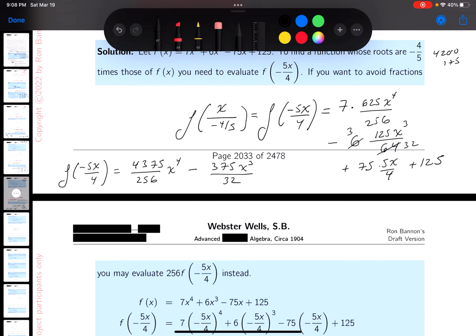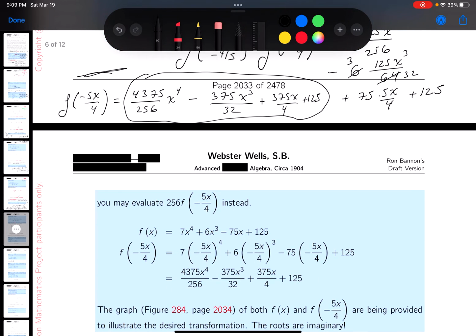And now I got to do the next thing. Plus, well, let's see, that's 375x over 4. Plus 125. All right? That's what we're looking for. And by the way, this is equal to 0. We're still looking for the roots. Let's see how we did.